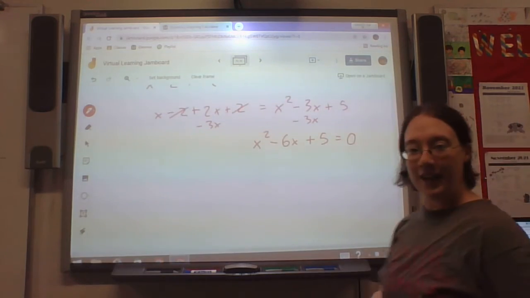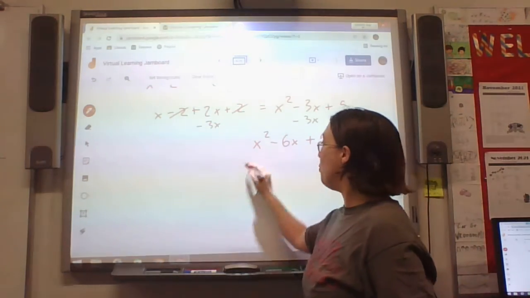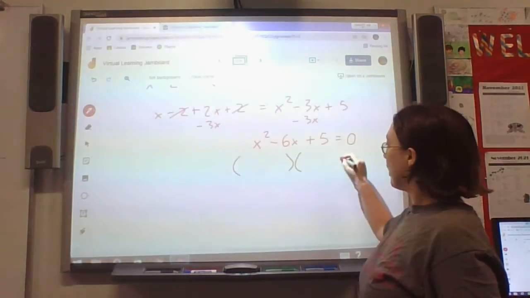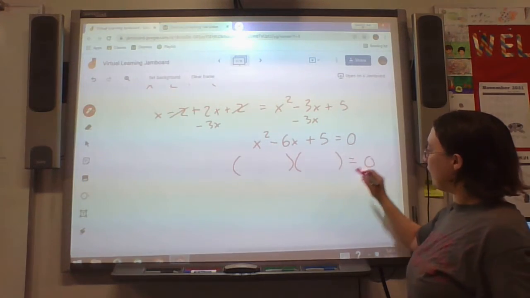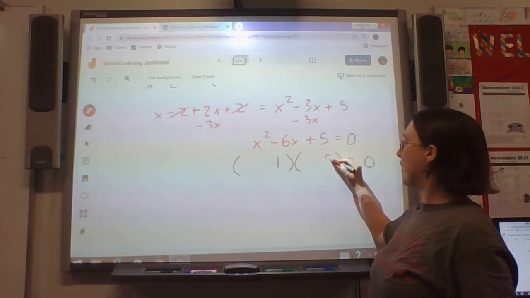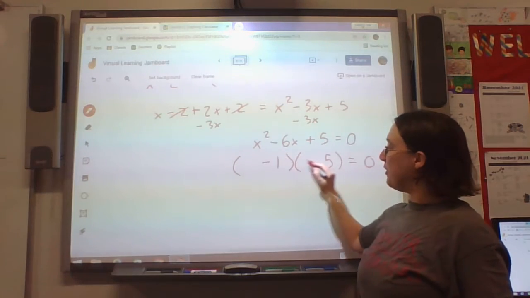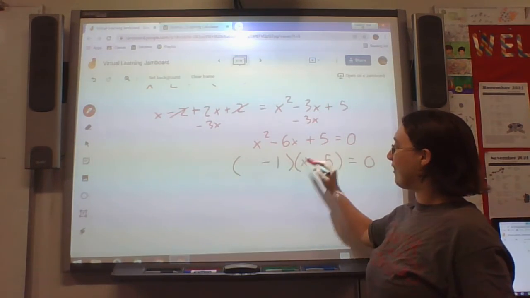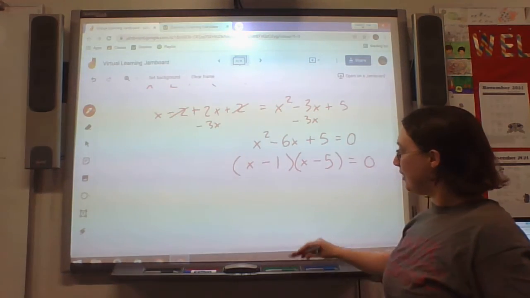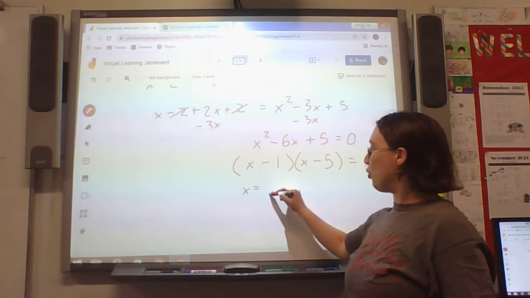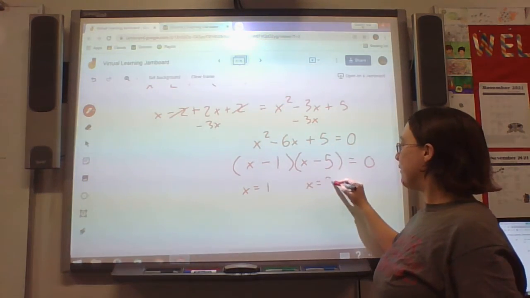Now, this, again, it'd be nice if these factored, and oh, yes, they do. Because if we're looking for factors of 5, that'll give you 6. 5 and 1 are really your only factors of 5. And if they're both negative, that gets us that minus 6 that we want there. So again, x equals 1, and again, x equals 5.